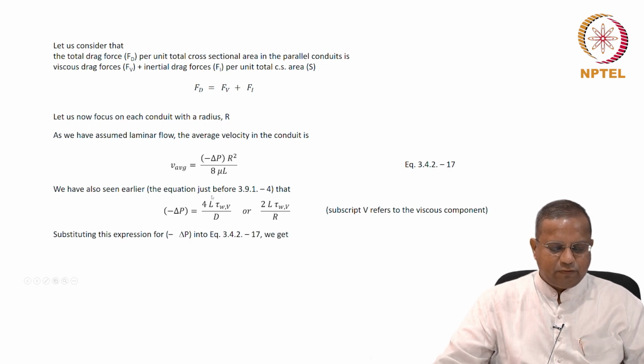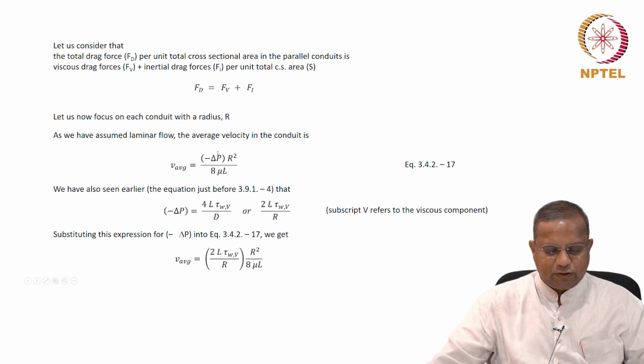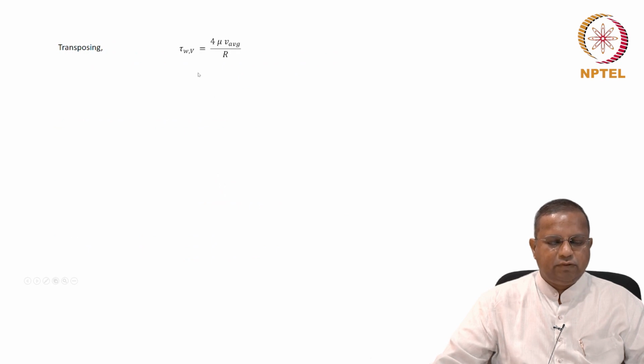Now substituting this expression for minus delta p into the previous expression, 3.4.2-17, we just take the minus delta p here and put it there. We get V average equals 2L tau wv by r for minus delta p, and the remaining are the same, r squared by 8 mu L. And if we transpose, we get tau wv equals 4 mu V average by r.